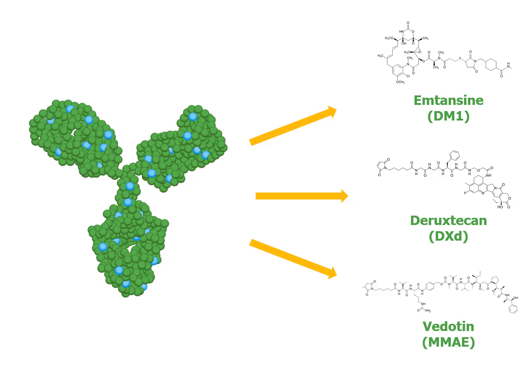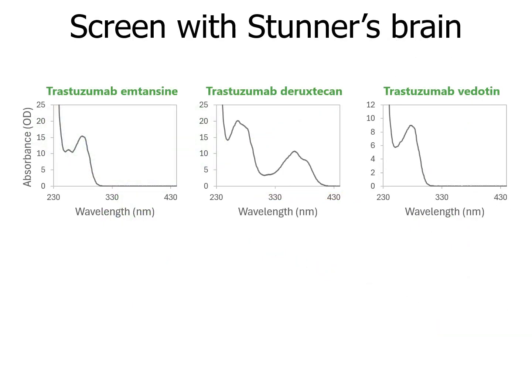Let's take a look at a couple of examples in a sort of hypothesized screening experiment where you may be looking at one antibody conjugated to 3 different drugs to create 3 different ADCs. In this experiment, we'll be evaluating 3 drug linkers, emtansine, deruxtecan, and vedotin, and evaluating them by UV-Vis. The results of this experiment give us ADC measurements by UV-Vis that look like this.